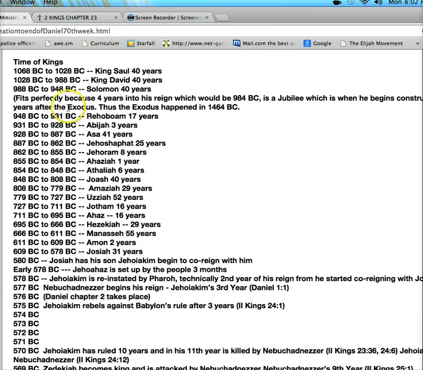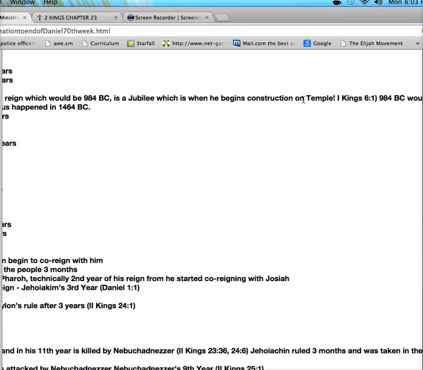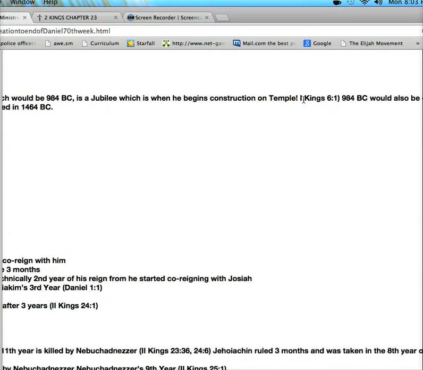And also, what's interesting is 984 would be a Jubilee year. Jubilee years happen every 50 years. After 1 AD, they happened on every 17 and 67. Before AD, they happened on every 84 and 34. Every 50 years. So 984 would have been a Jubilee, which I think is very significant because that is the year when Solomon begins construction on the temple.